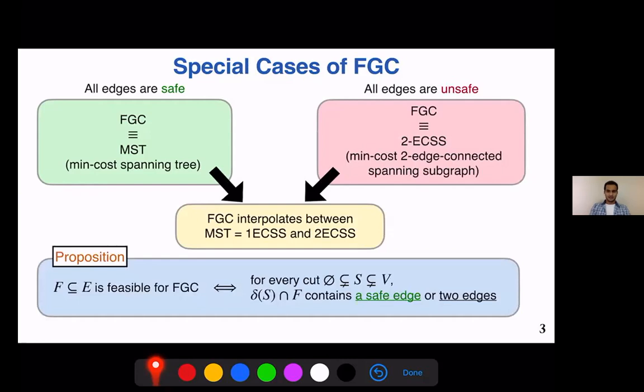Here's a characterization of FGC solutions. F is feasible for FGC if and only if in every cut S, delta(S) intersect F contains a safe edge or two edges. Here, delta(S) denotes the set of edges with one endpoint in S and one endpoint not in S.